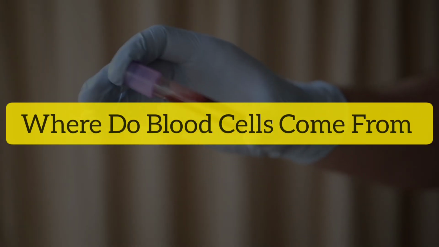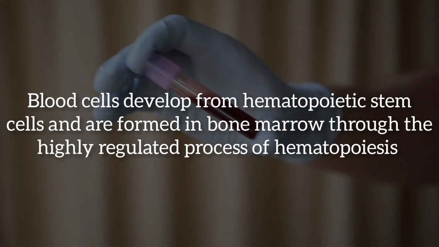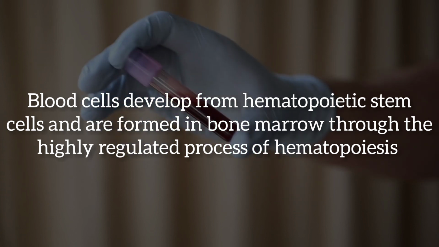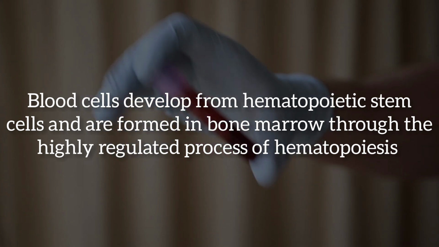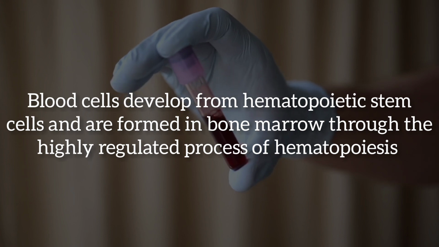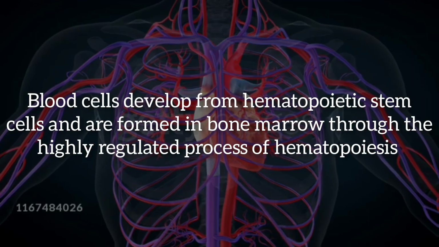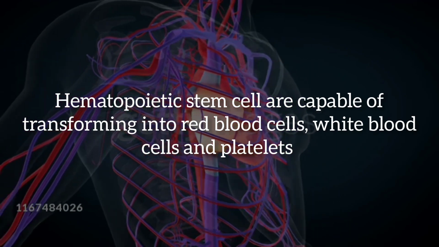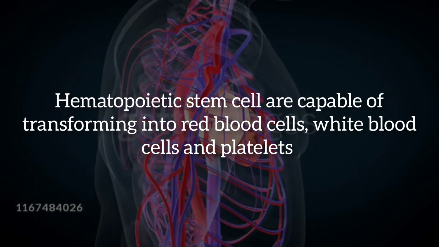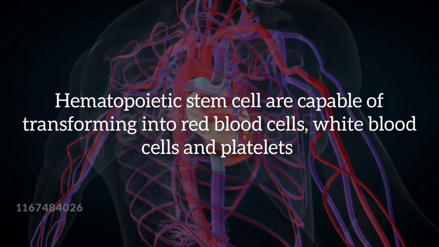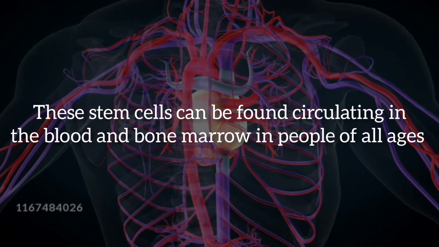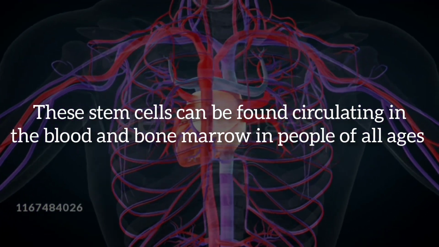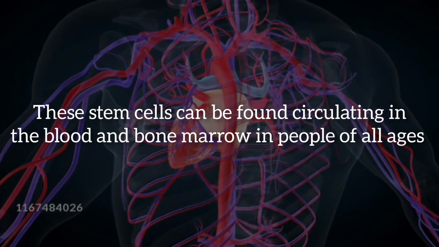Where do blood cells come from? Blood cells develop from hematopoietic stem cells and are formed in the bone marrow through the highly regulated process of hematopoiesis. Hematopoietic stem cells are capable of transforming into red blood cells, white blood cells, and platelets. Those stem cells can be found circulating in the blood and bone marrow in people of all ages.